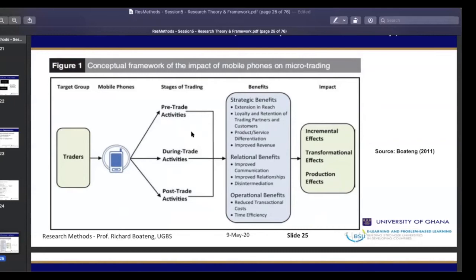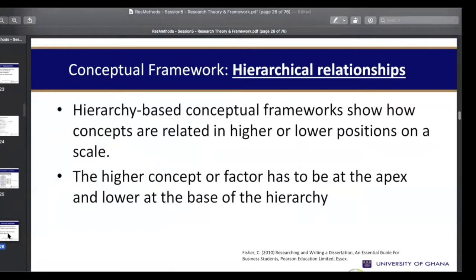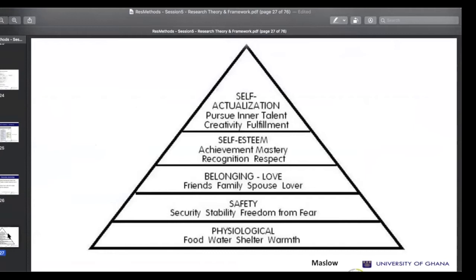Okay. And then you have the next one that has to do with hierarchical relationship. So hierarchy-based conceptual frameworks show that concepts are related in higher and lower positions of a scale. And those of you who did organizational behavior, you realize that there was a model called Maslow's hierarchy of needs. So in Maslow's hierarchy of needs, which is a part of theories of motivation, you've got the hierarchy of needs that people have, starting from physiological, safety, belonging, self-esteem, and self-actualization. So people are at different levels. Now, this is a theory that exists already.